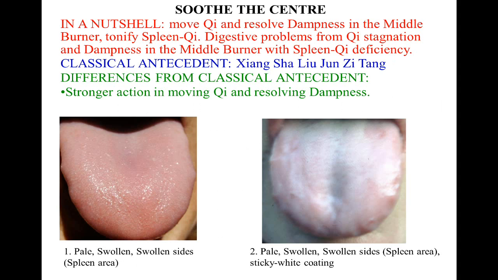And this slide here describes the remedy in a nutshell, the classical antecedent, and how it differs from the classical antecedent, with 2 tongues as examples. And I repeat, you will get these notes as PDF, so don't think that you need to write all this down.